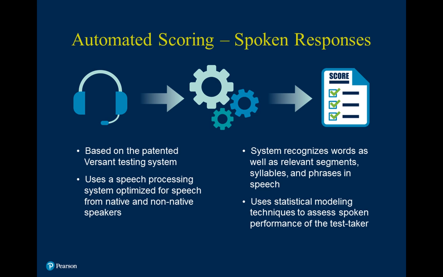So for our spoken responses that are automatically scored, the spoken responses are based on our patented Versant testing system. This uses a speech processing system that is optimized for speech from native and non-native speakers. So it takes into account both native and non-native speakers. It recognizes words as well as relevant segments, syllables, and phrases in speech. So it's going to recognize all of that. And then it's going to use a statistical modeling technique to assess spoken performance of the test taker.